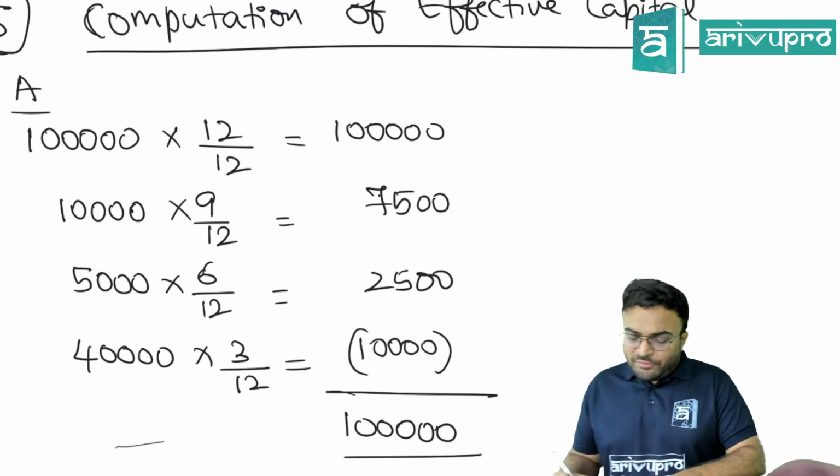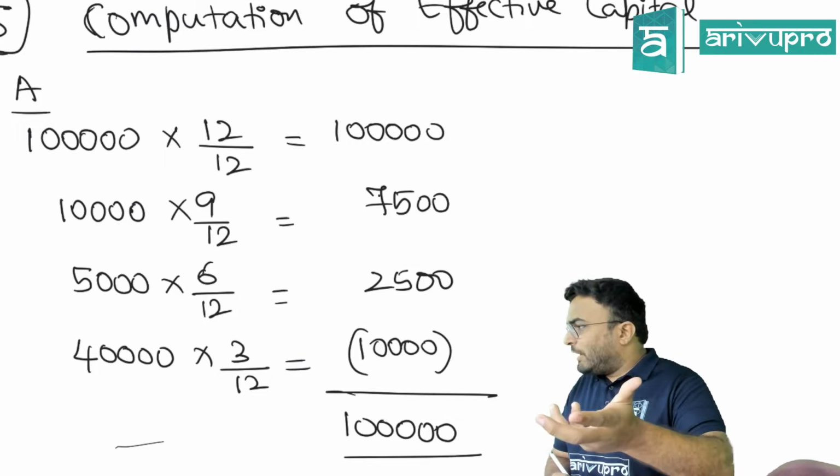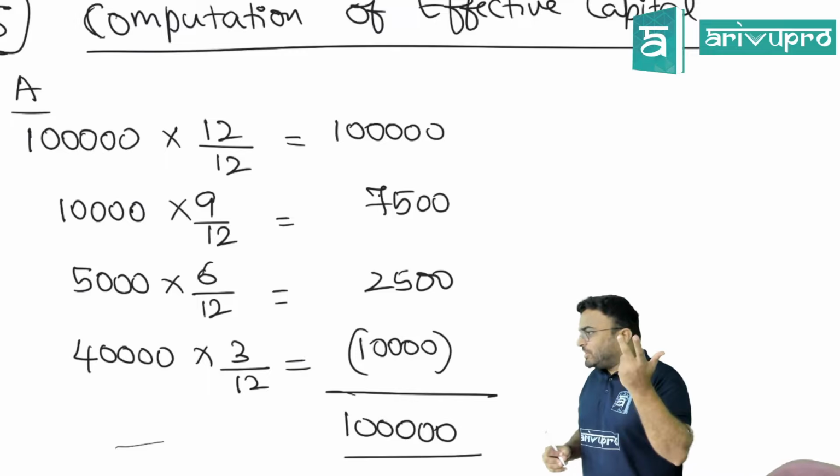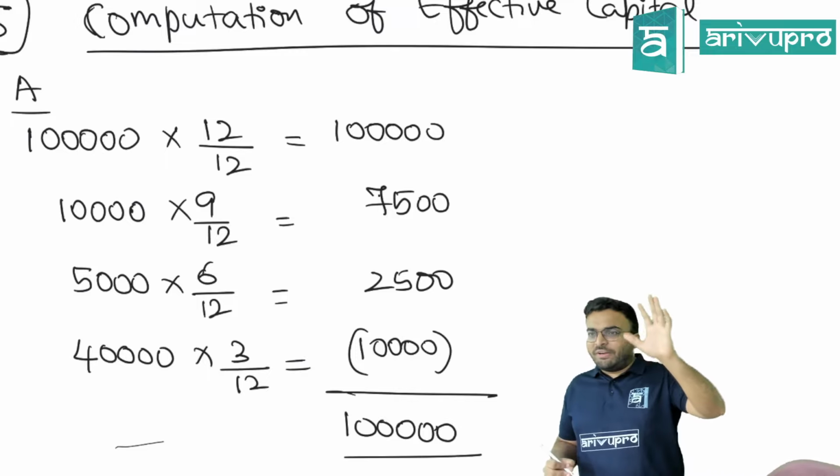Now, instead of doing this every time, if some number would change, it would not be 1 lakh. If the last drawing was 60,000, then the amount would change. It's not that every time it should be 1 lakh only.